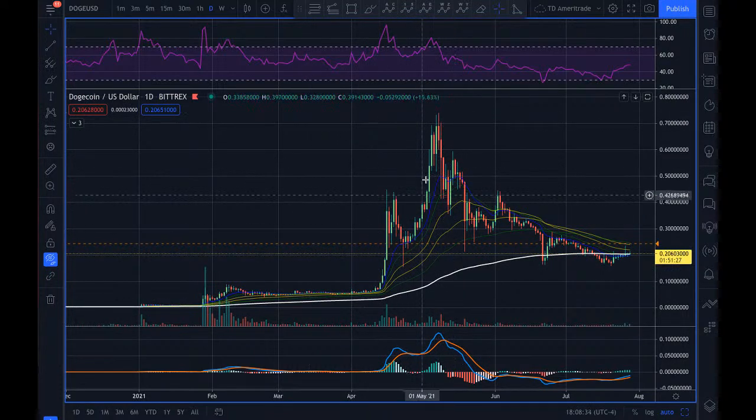And then after the 5 waves up, we had 1, 2, 3, and then another 1, 2, 3 up, and then another 1, 2, 3 coming down. So this 1, 2, 3 coming down, now I think we're in a 1, 2, 3 going sideways.